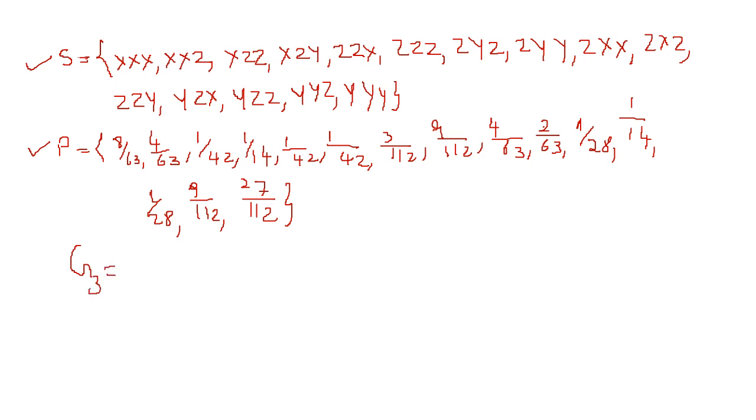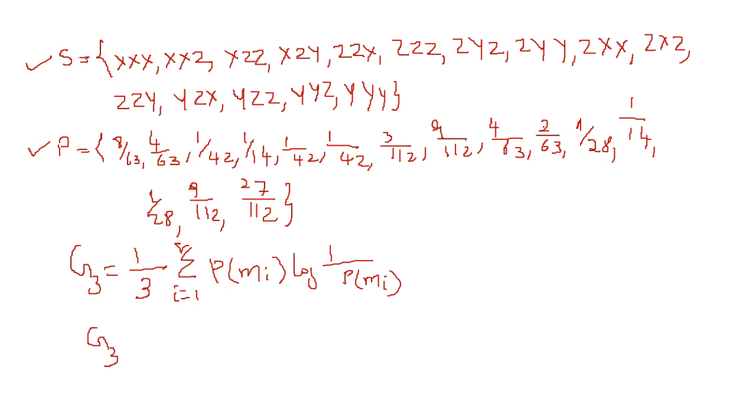G3 is given by the formula 1 by 3 summation of i equal to 1 to q, P of mi into log of 1 by P of mi. So find the entropy for all these probabilities given in this P value, then substitute and find the value of G3. Substituting all the respective probabilities, you will get G3 as 1.178 bits per message symbol.